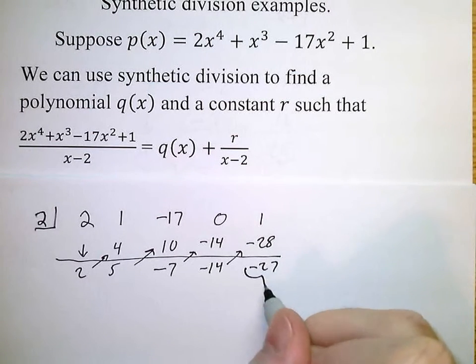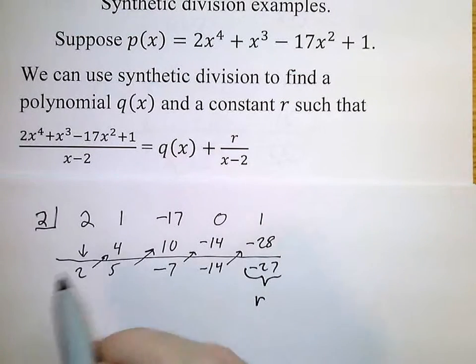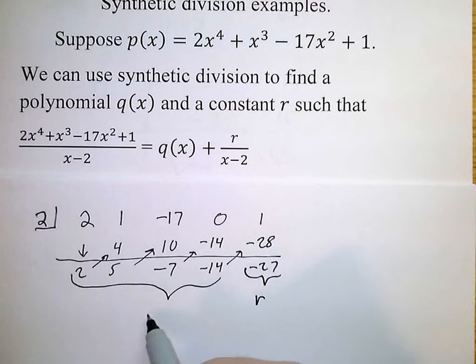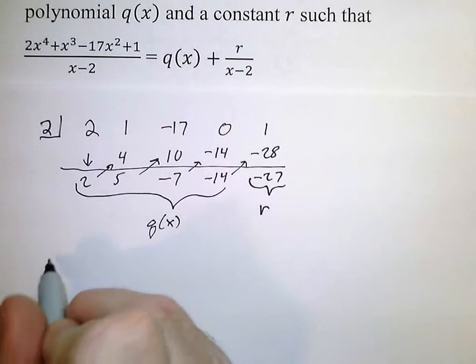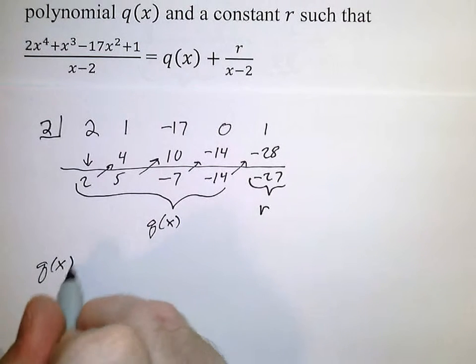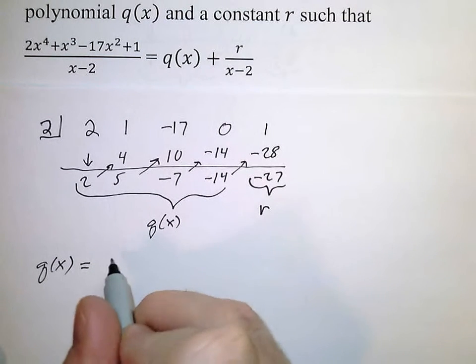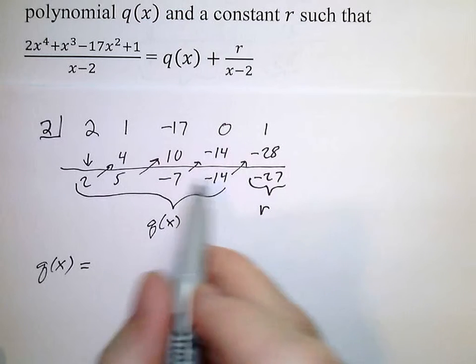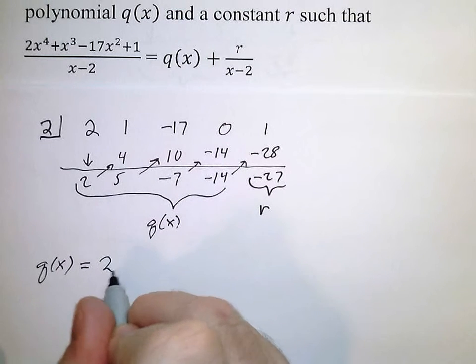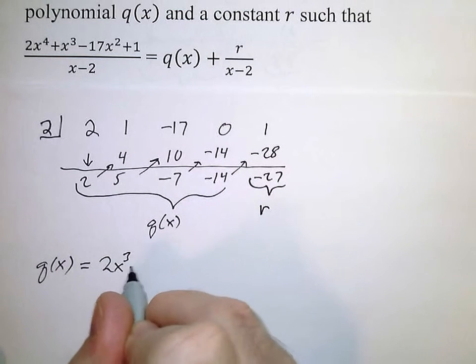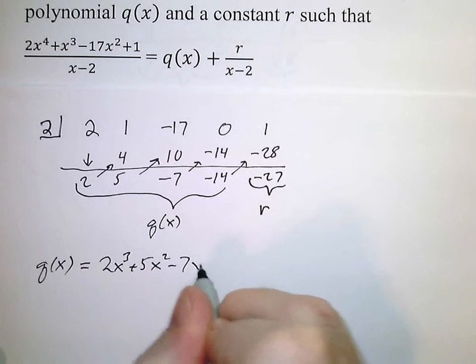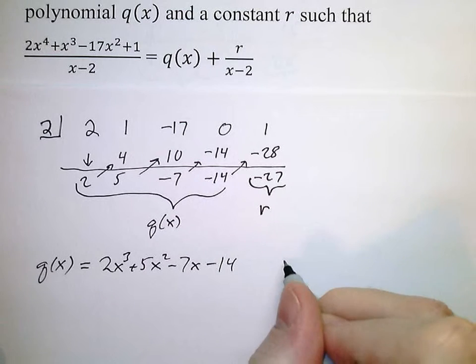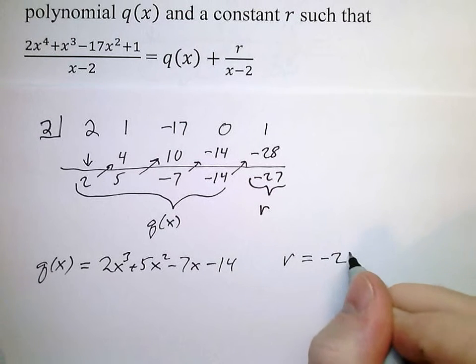And it turns out this right here is r, it's the remainder. And right in here, these are the coefficients of q. So my q of x is, well, here's a constant, x squared, x cubed. So I have 2x cubed plus 5x squared minus 7x minus 14. And as I said, r is negative 27.